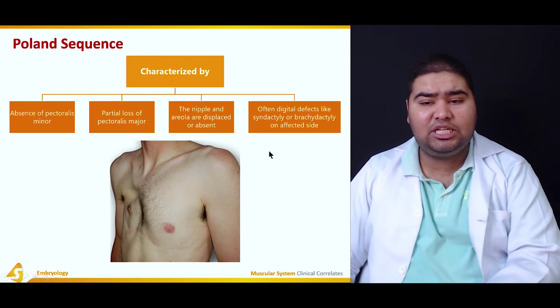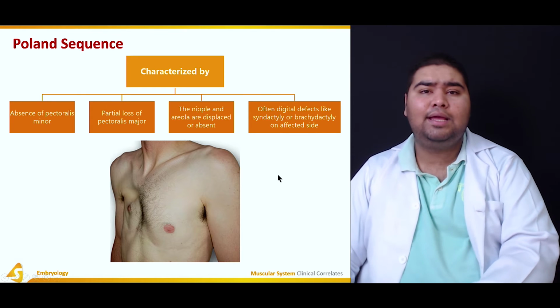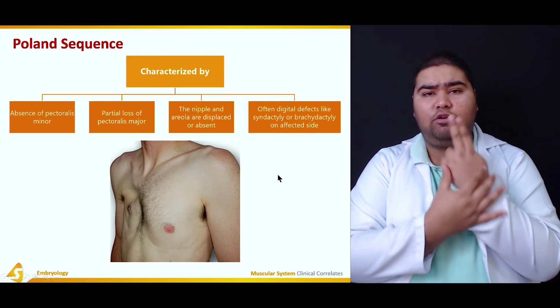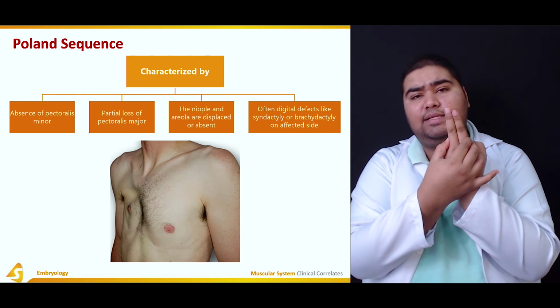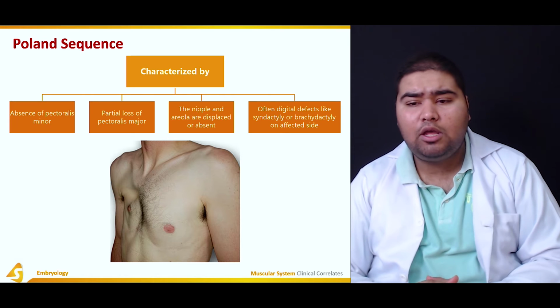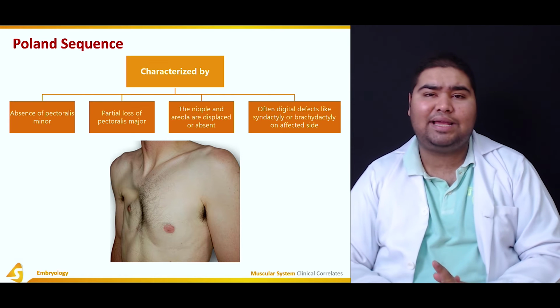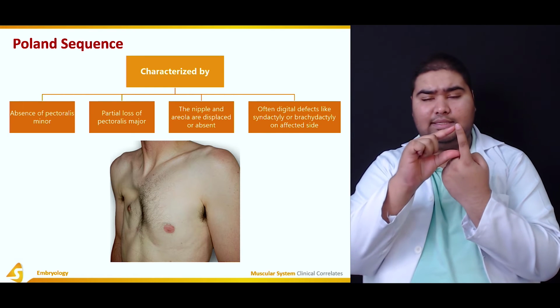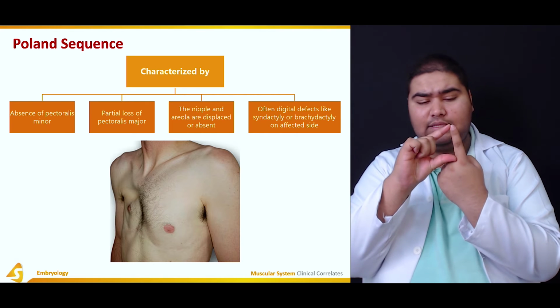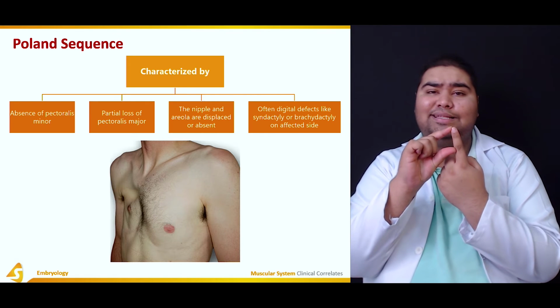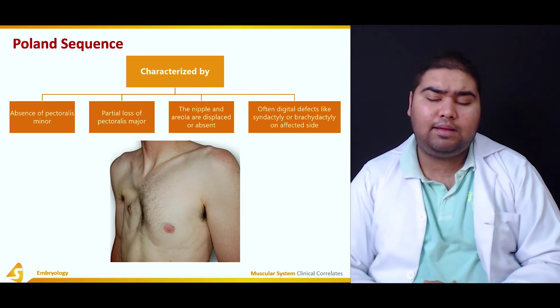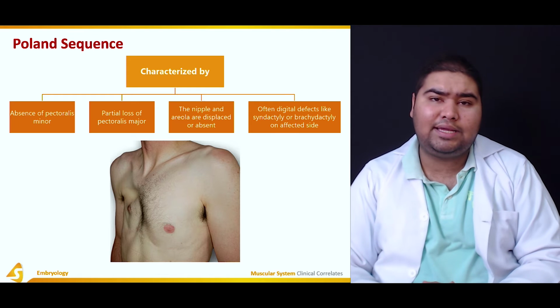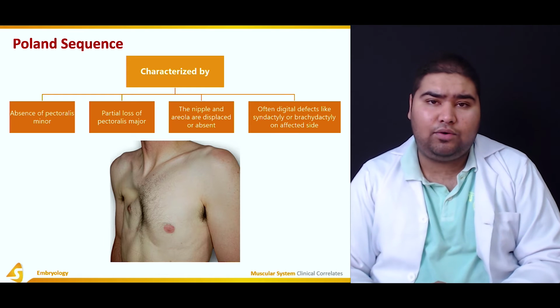And often there are digital defects like syndactyly. Syndactyly is fusion of the fingers. Here you can see how fingers have been fused, or webbing of the fingers. Or brachydactyly. Brachydactyly is small fingers. The length of the fingers is decreased. This is normal finger length. Let's say the finger length is decreased to this. So there may be syndactyly or brachydactyly on the affected side only.